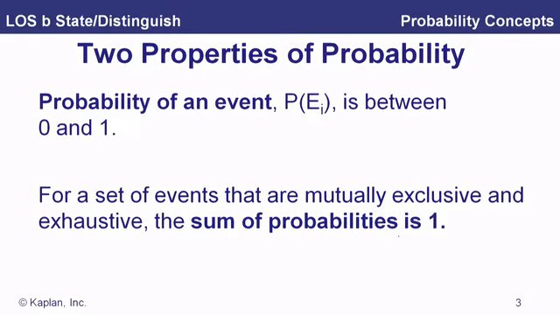The two basic properties of probability are pretty straightforward. The probability of an event is between 0 and 1. Well, 0 is not going to happen, and 1 is going to happen for sure. So anything between that, we've got a probability. For a set of events that are mutually exclusive and exhaustive, so they don't overlap, no two of them can happen, and they cover all possible outcomes, then the sum of their probabilities is 1 or 100%. We've covered all the possible outcomes.